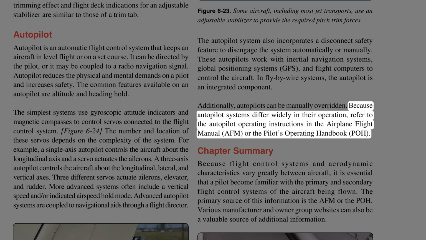Because autopilot systems differ widely in their operation, refer to the Autopilot Operating Instructions in the Airplane Flight Manual, AFM, or the Pilot's Operating Handbook, POH.